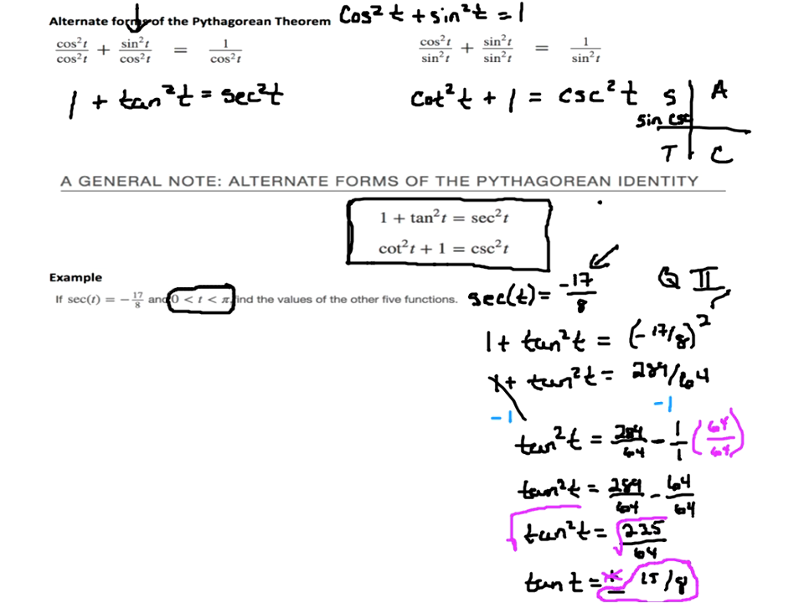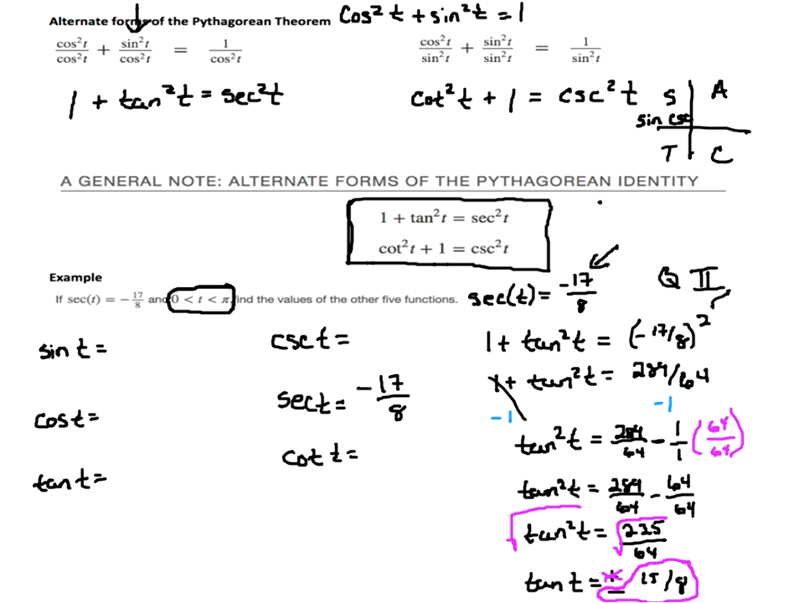All right, let me set up my little trig function chart here. Sine of t, cosine of t, tangent t, cosecant, secant, and cotangent. Okay, here's what I already know. I know that the secant is negative 17 over 8.